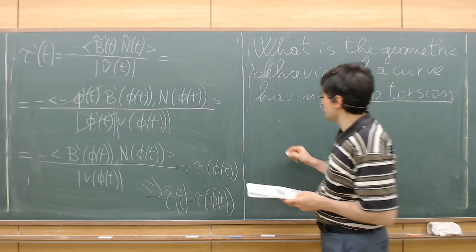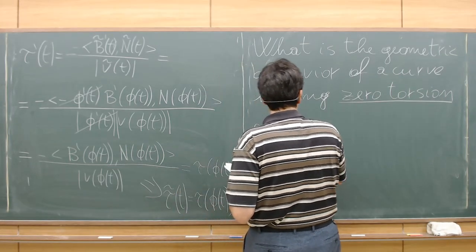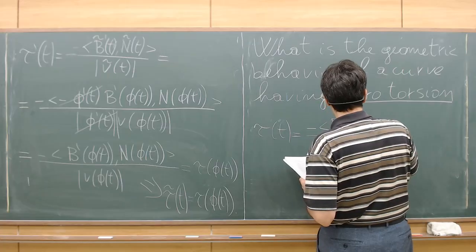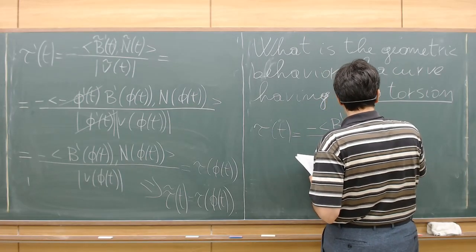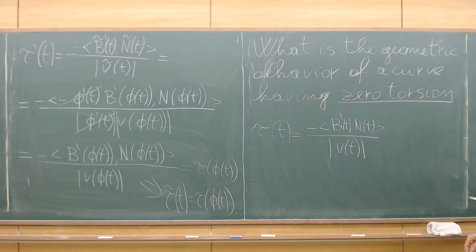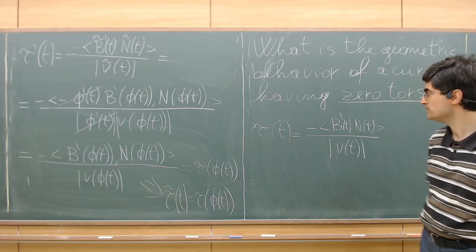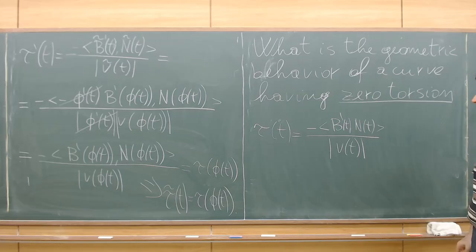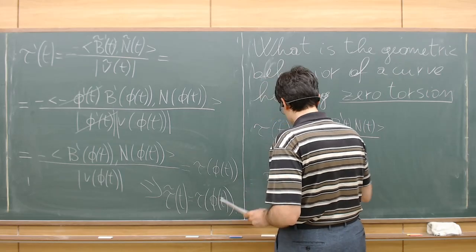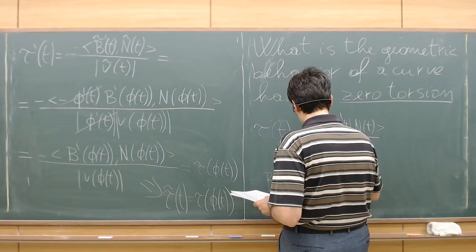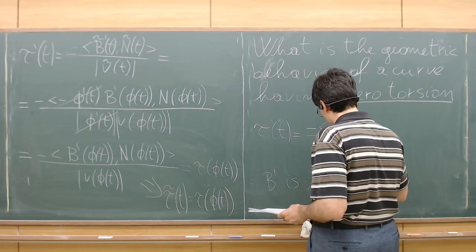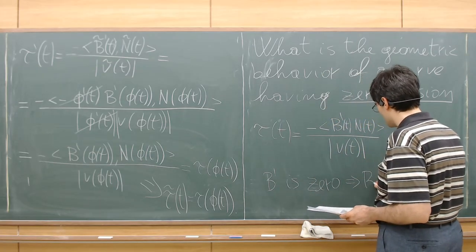So from the definition, we get that if the torsion is 0, then the numerator is 0, and this means that B prime is 0, and this implies that B is constant.